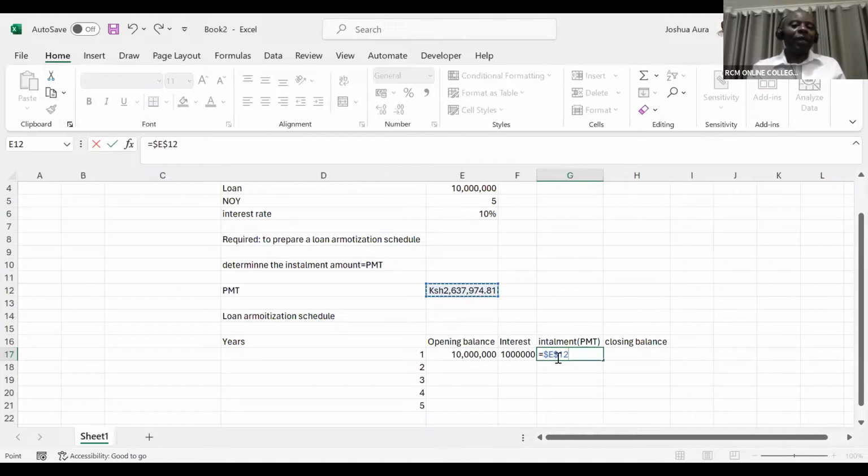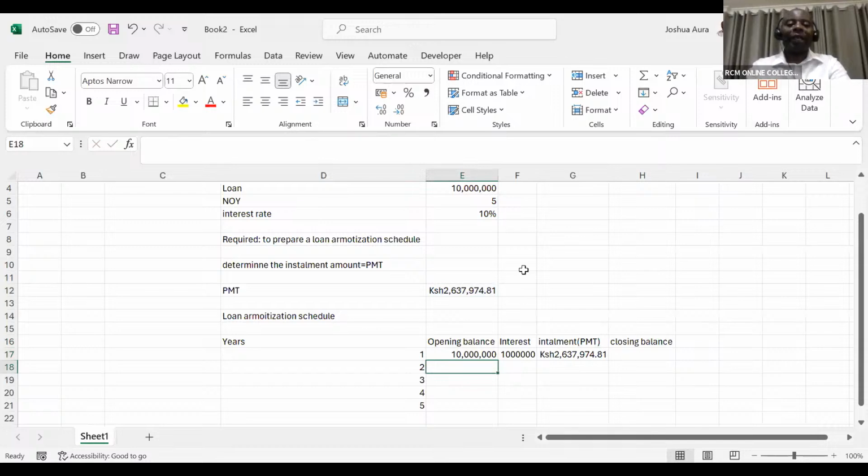Once I press F4 to show that this is locked, you can see there are dollar signs. And then that reminds me that I need to go back to the interest here and press F2 to bring the formula live. I should have done better. So in this case, the installment is this. I've been able to lock it up, and then I say enter.